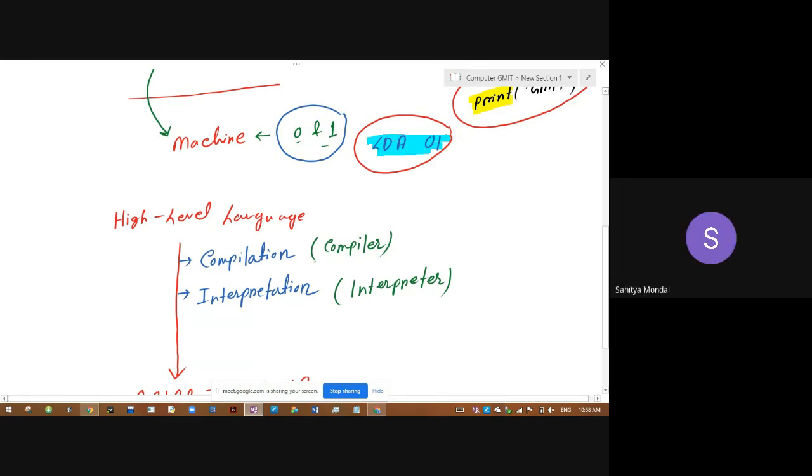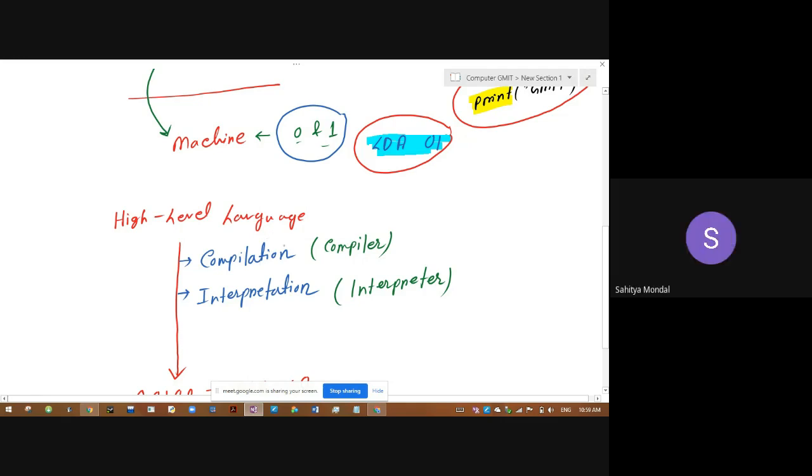Okay, so compiler is also a program. Compiler is not hardware. Okay, it is software, so it is a set of programs. So when a compiler converts a high level language to a machine level, the process is called compilation. Now understood? Okay, sir. Yes, sir.